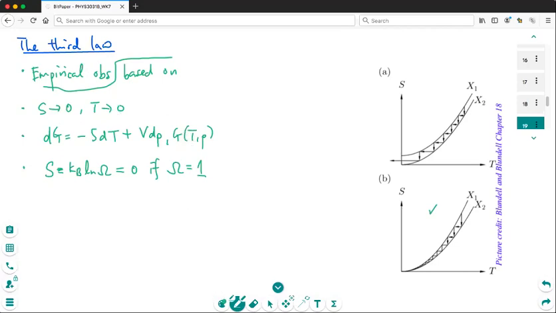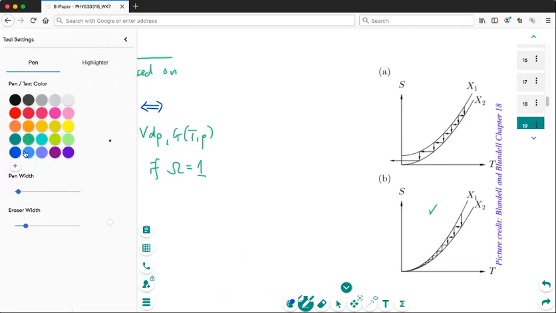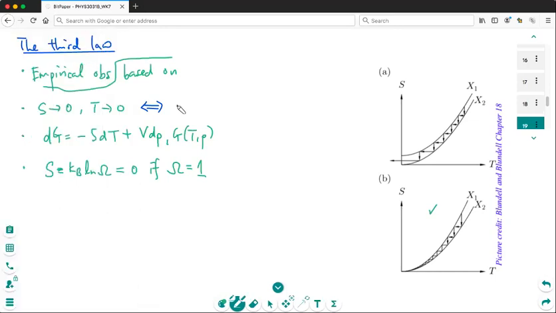And the equivalent way to say that is the following. You can also say that the third law tells you you are unable to reach absolute 0. This is usually written as: absolute 0 temperature is unattainable. So, unattainability of absolute 0. Okay, so that's it. Basically, this is a very quick summary of the third law.